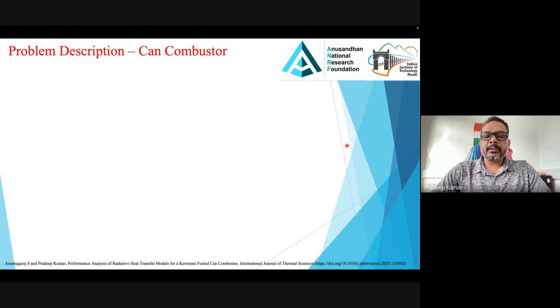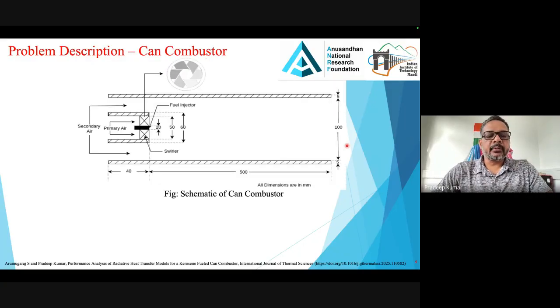So our group has developed radiation models for participating media like CO2, H2O, and soot particles, and coupled them with the Fluent software, and we perform some system analysis using these thermal radiation models. One such system is a can combustor. Can combustor is an academic problem which helps us to understand the gas turbine combustor.